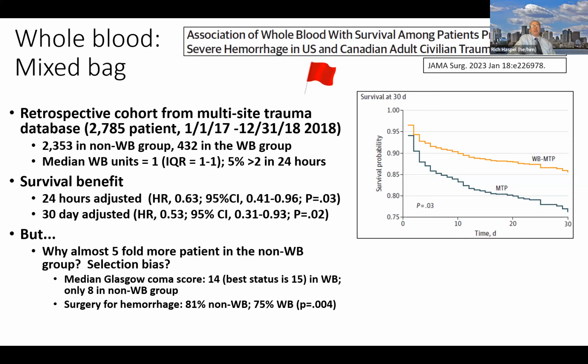Selection bias. And you can look at the two groups. The Glasgow Coma score was a lot higher in the whole blood than in the non-whole blood. So do people say, oh, this isn't even worth me giving whole blood, so I'm not even going to give it. Also, there were a lot of differences between these groups, and you can't just change apples into oranges. Okay. Also, having 1 unit of whole blood save someone's life and have such a dramatic effect. The median units was 1 with an interquartile range of 1 to 1. So again, a lot of issues with this study.